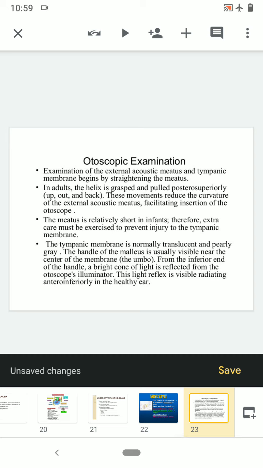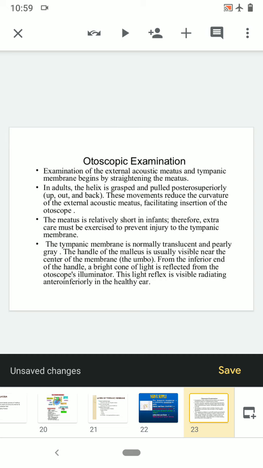Okay, coming to the applied aspect, otoscopic examination, we already talked about the nerve supply and the light reflex, and also you have to observe the external acoustic meatus and the tympanic membrane for any perforation. How do you make this external acoustic meatus straight? By grasping the pinna and pulling it posterior-superiorly in adults, which reduces the curvature. In infants and children, the meatus is short, so extra care should be taken to prevent injury to the tympanic membrane.